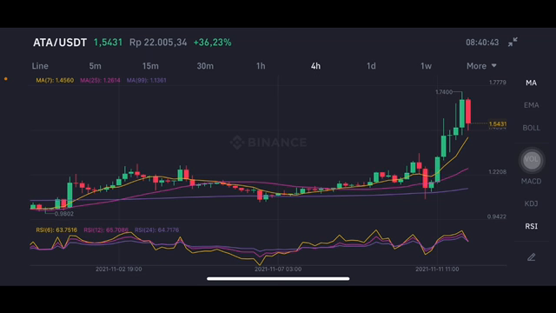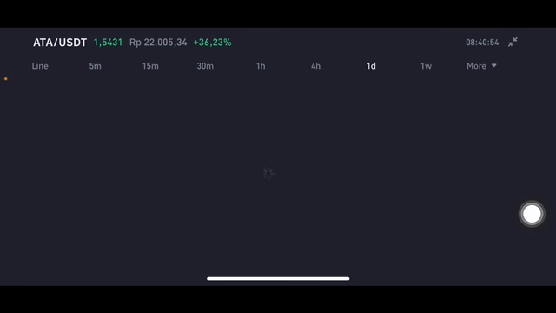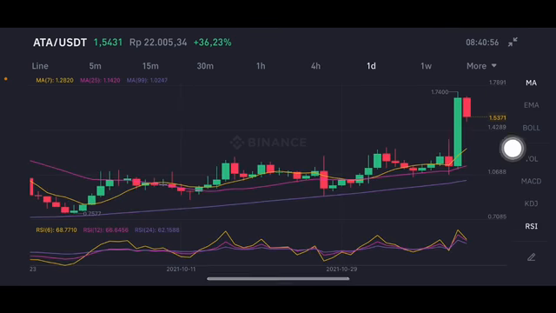I'm not a financial advisor, I'm just going to give you some predictions using technical analysis. So now for the ATA per USDT pair, it's already having a correction after previously going up, right? It went up strongly on the first day and is now having a correction to close the green bar here, right?